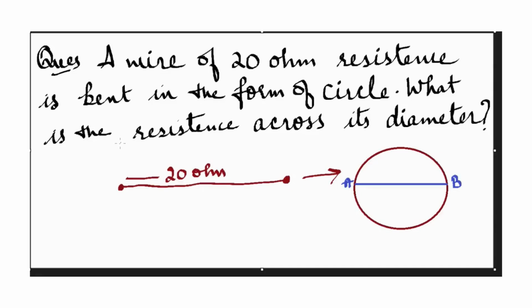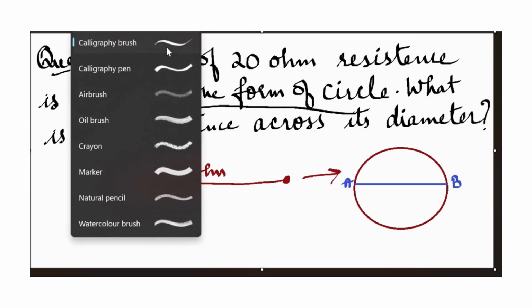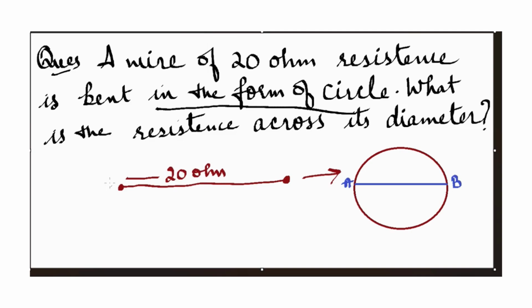So students, this is a question that a wire of 20 ohm resistance is bent in the form of a circle, right? So now we can imagine that this is the given wire which is bent in the form of a circle. What is the resistance across its diameter? Now what is the resistance across its diameter?